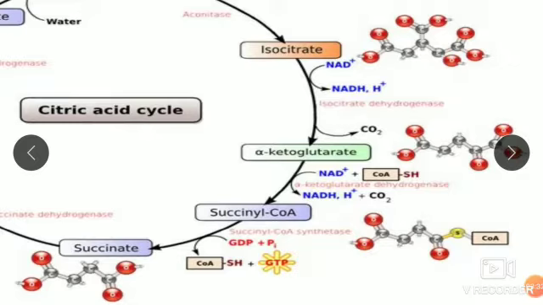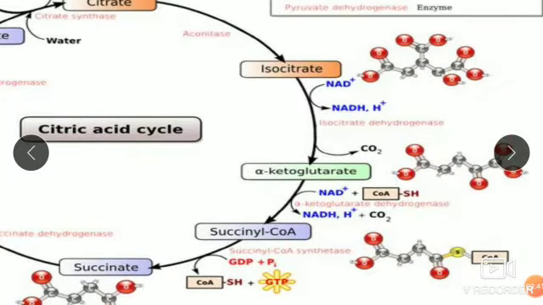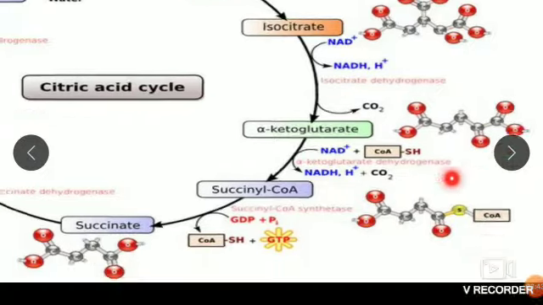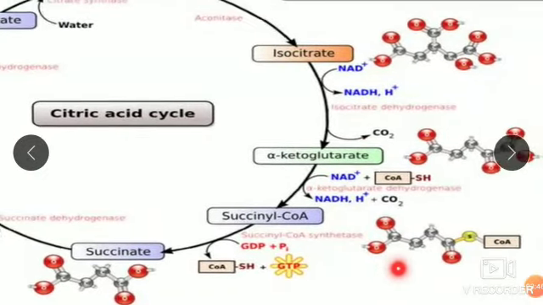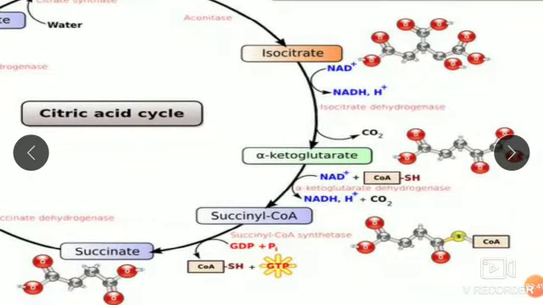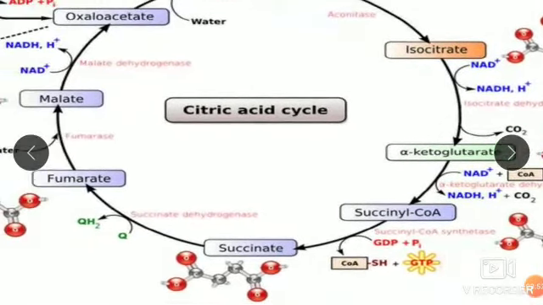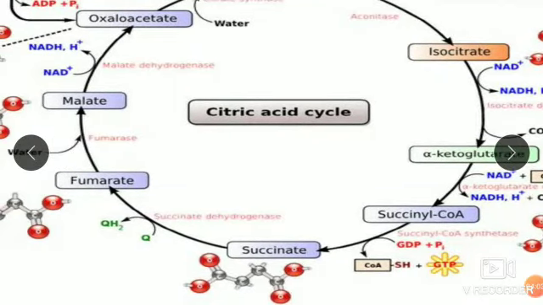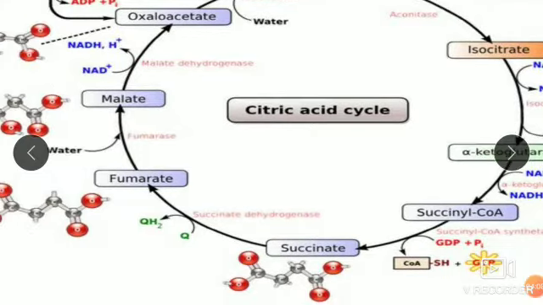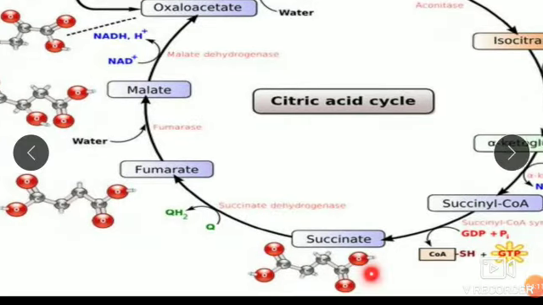In the next step, this alpha ketoglutaric acid again undergoes a decarboxylation reaction in which one molecule of carbon dioxide and two hydrogen atoms are released, leading to the formation of this 4-carbon succinyl coenzyme A molecule. Now, the succinyl coenzyme A molecule loses its coenzyme A part, and this results in the release of a large amount of energy which is stored in the form of GTP or guanosine triphosphate. This leads to the formation of succinate or succinic acid.